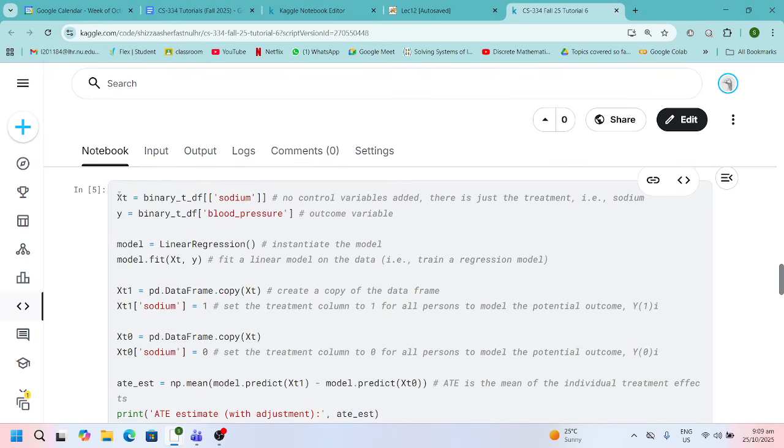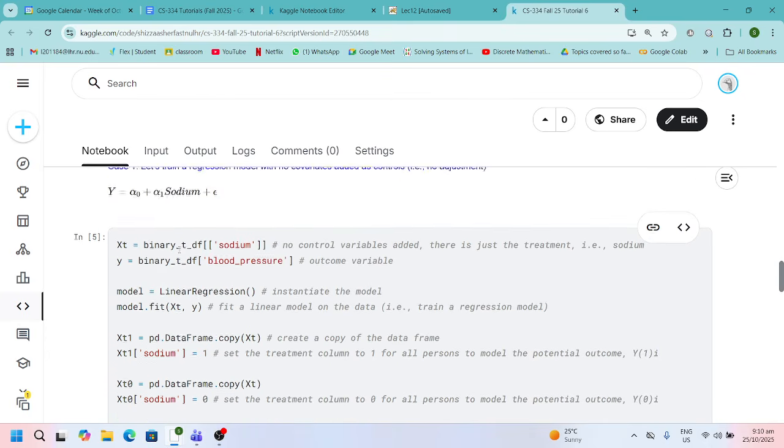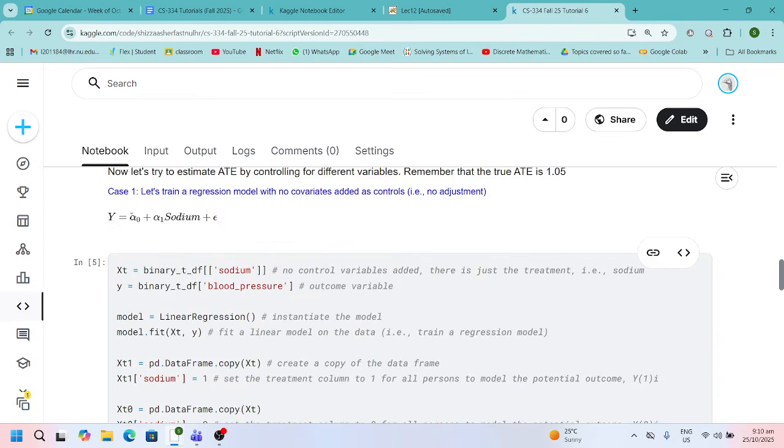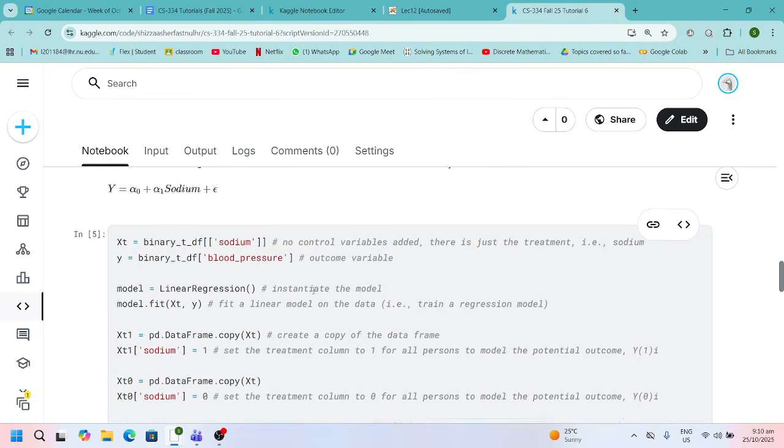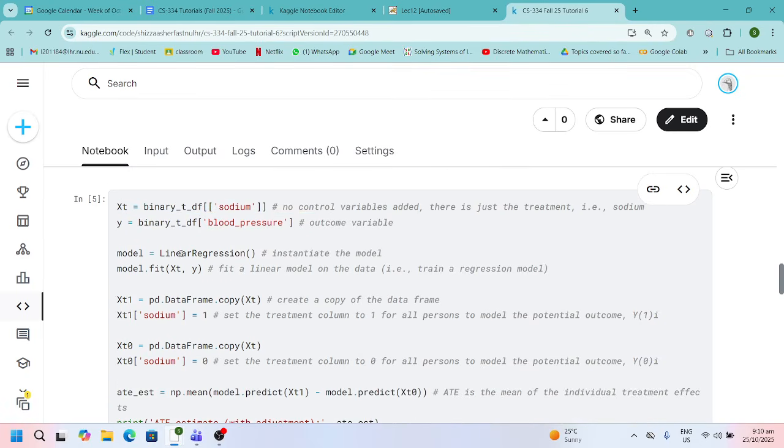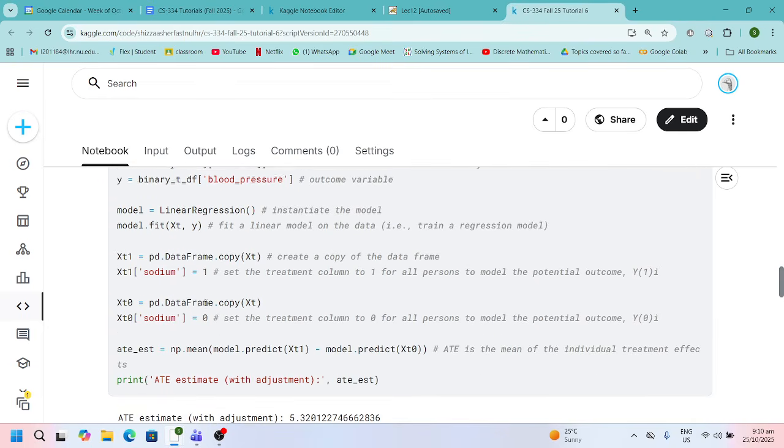You do not need to fixate on the code a lot, but I want to walk you through what's happening over here. We took our data frame and filtered out only sodium as x, since no controls were added. So x is whatever is going on this side, and then y is the outcome. In y you only stored the blood pressure. Then I instantiate a model, linear regression. I fit the model using x and y.